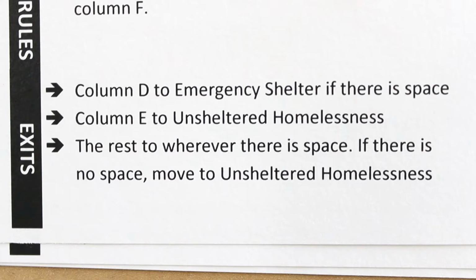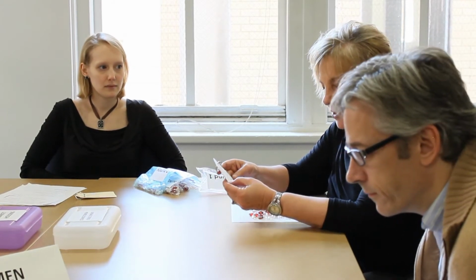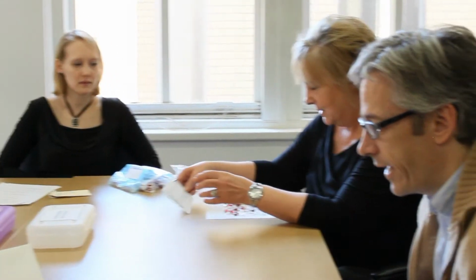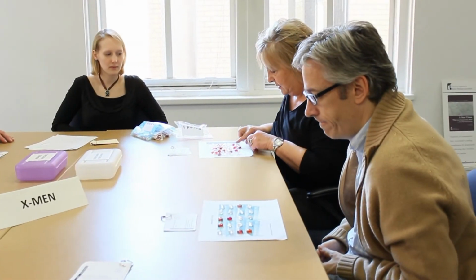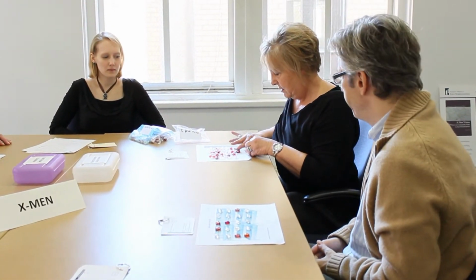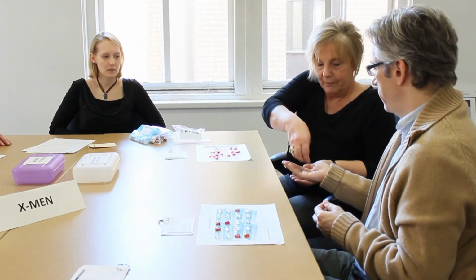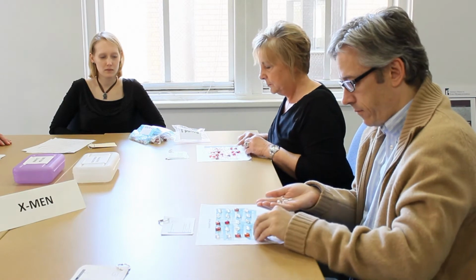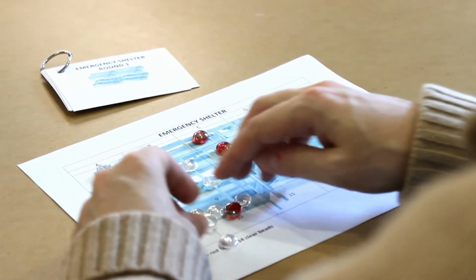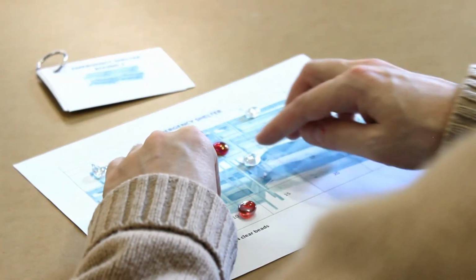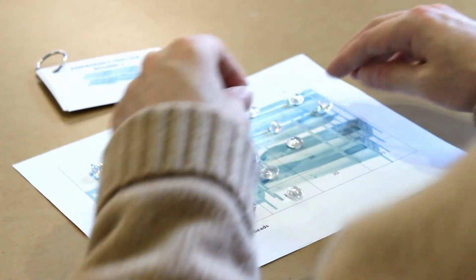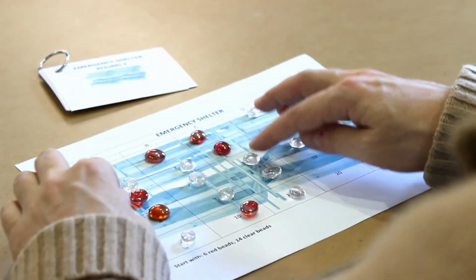The first exit instruction is to exit column D to emergency shelter if there are free slots. K, with the Intake board, talks to Norm with the emergency shelter board to determine how many slots are available. Norm checks the program rules on his card to make sure he can accept these beads. Norm places them in the empty slots on the emergency shelter board. Norm only has 5 open slots in emergency shelter, which means K won't be able to send all of the beads from column D to emergency shelter.